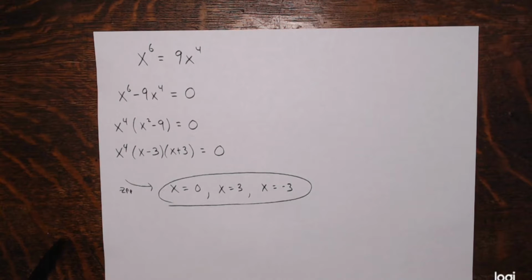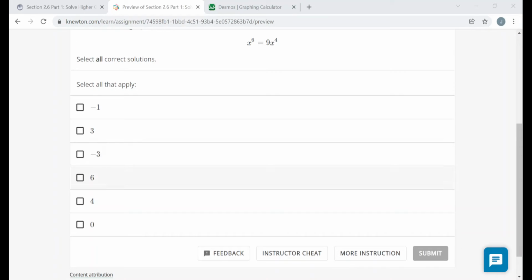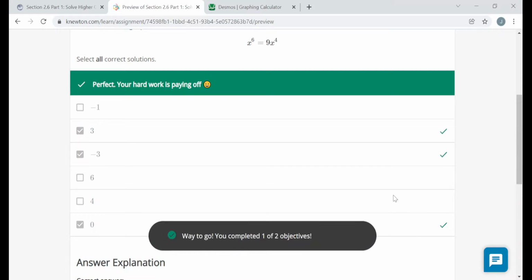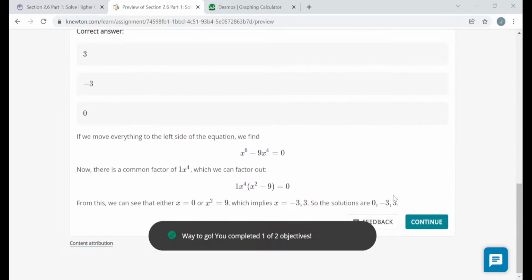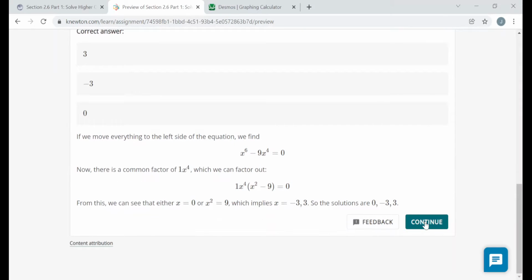So back on the page, though, we have to toggle things, right? 0 is a solution, 3 is a solution, negative 3 is a solution. It says select all that apply, not just one of them. Great. Alright, so that objective's done with the greatest common factor stuff.